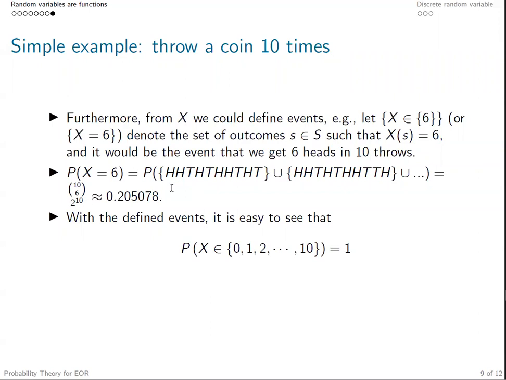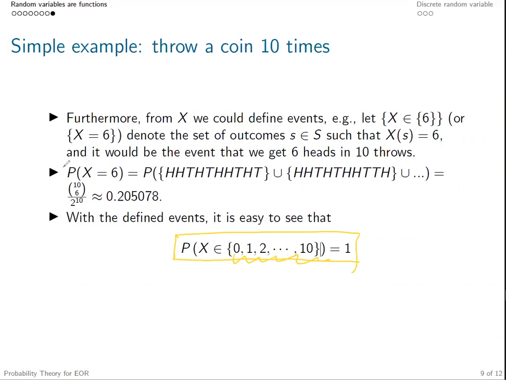With the defined events, it's also easy to see that X can only take those values with non-zero probability, 0 till 10, right? It can be 0 heads, and at most we can see 10 heads in those 10 throws. And the probability of this event certainly equals 1 because X can only take those values with non-zero probability. And so together, if we include all those values that X could equal with non-zero probability, then the total probability will have to be 1, right?